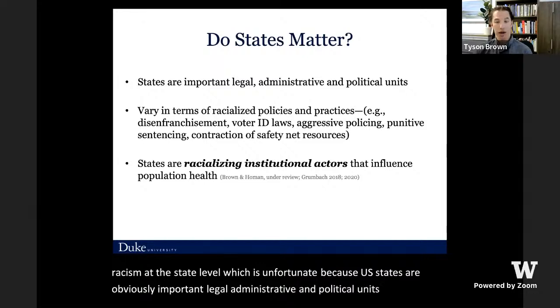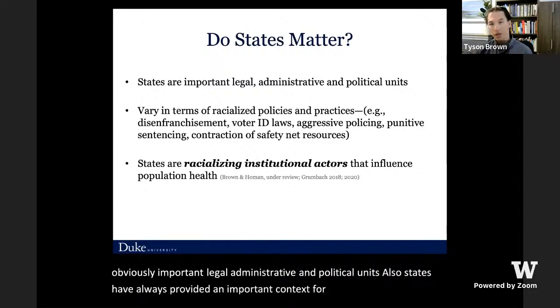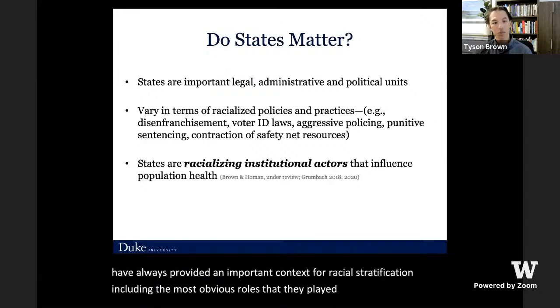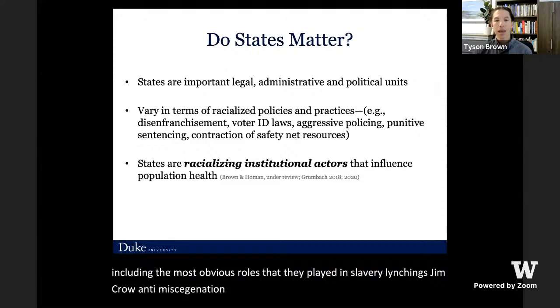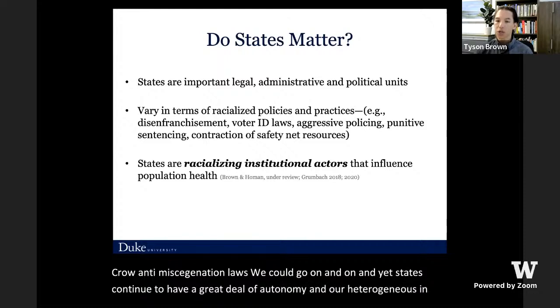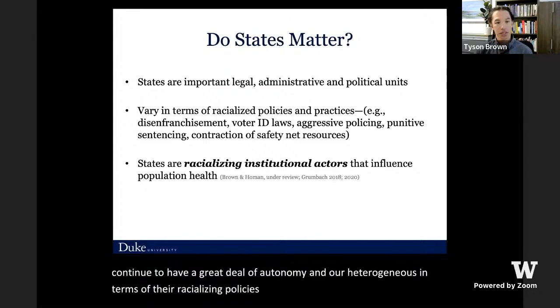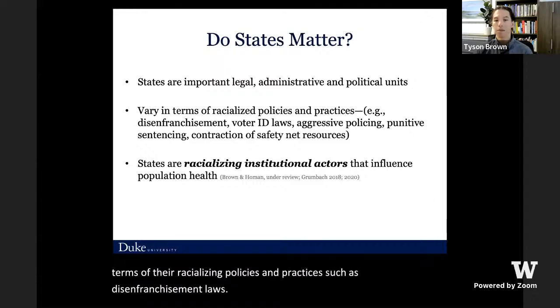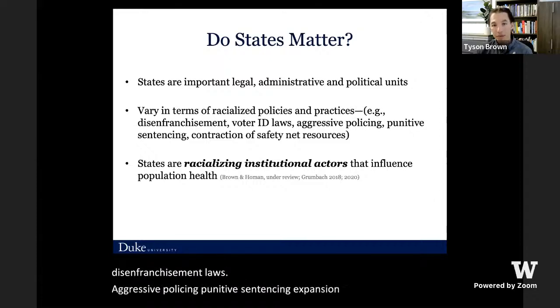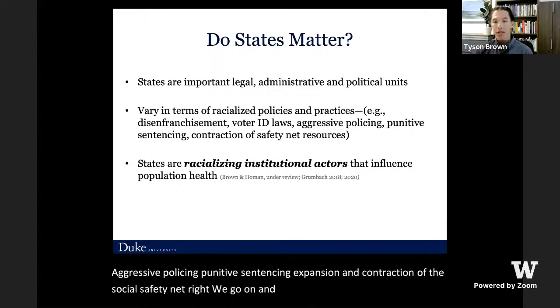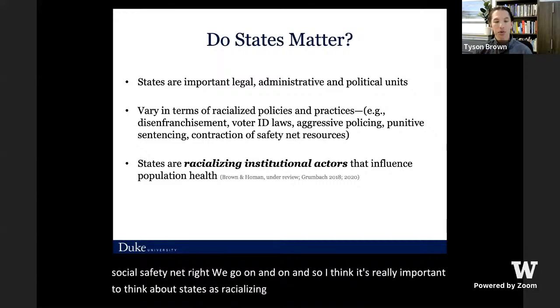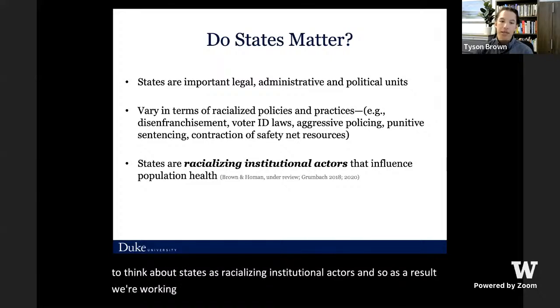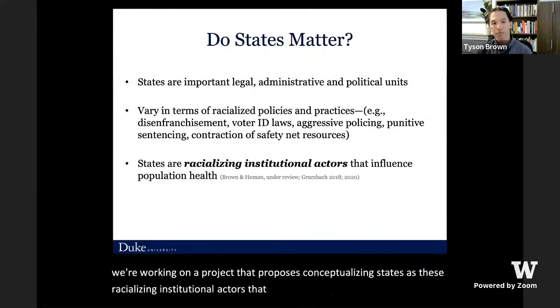Also, states have always provided an important context for racial stratification, including the most obvious roles that they played in slavery, lynchings, Jim Crow, anti-miscegenation laws. We could go on. And yet states continue to have a great deal of autonomy and are heterogeneous in terms of their racializing policies and practices, such as disenfranchisement laws, aggressive policing, punitive sentencing, expansion and contraction of the social safety net, right? We go on and on. And so I think it's really important to think about states as racializing institutional actors. And so as a result, we're working on a project that proposes conceptualizing states as these racializing institutional actors that shape population health.